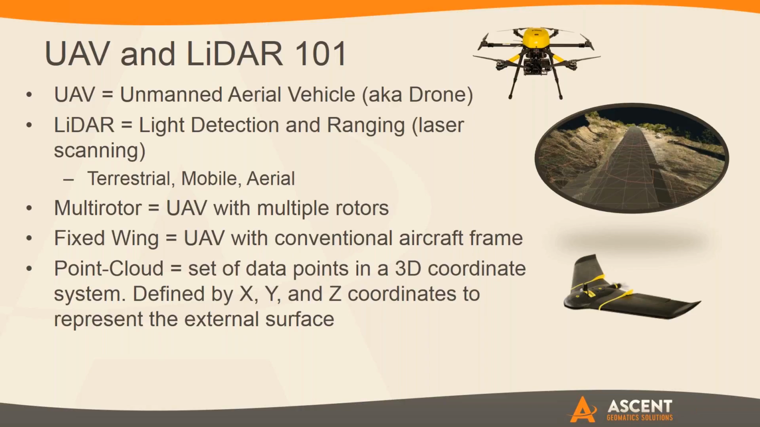Ultimately, what we're collecting from this is a point cloud. So it's just a set of data points in a 3D coordinate system. These are all defined by X, Y, Z coordinates to basically represent some sort of a surface. And we'll show you some examples of what some of those surface models actually look like.